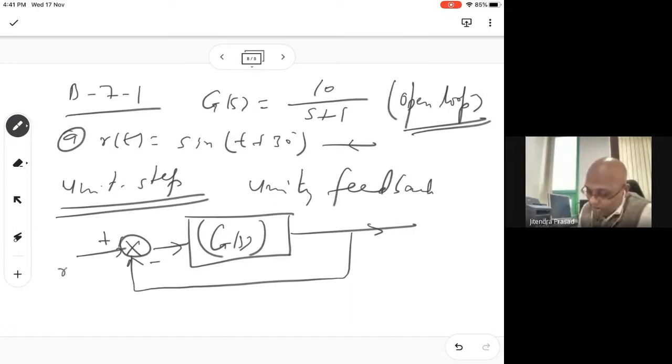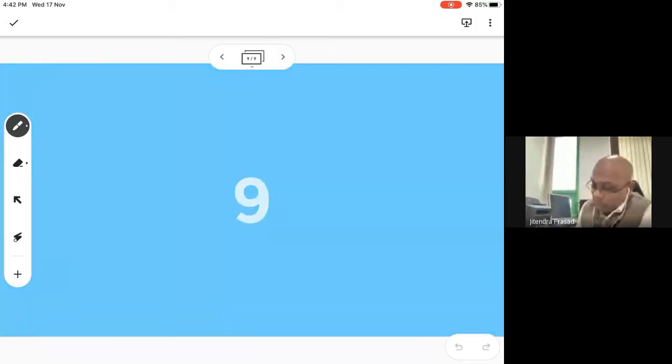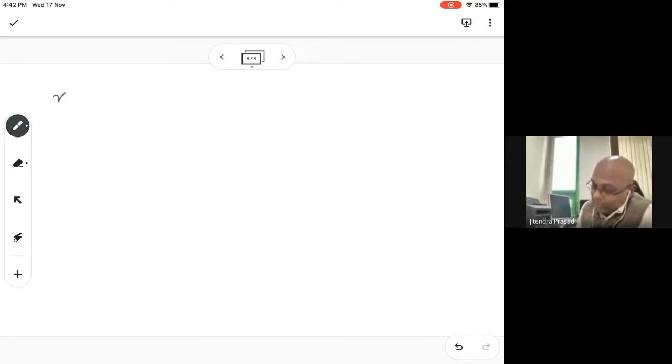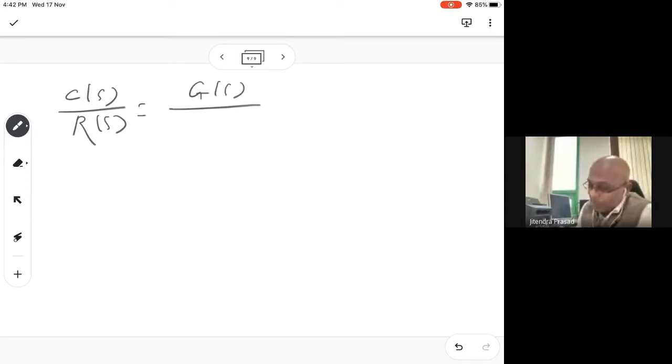So typically you have R here and you have C here, right? How to do? You have C(s) over R(s) is equal to the closed loop system, right? So you have G(s) over 1 plus G(s). So this G(s) is the open loop transfer function.